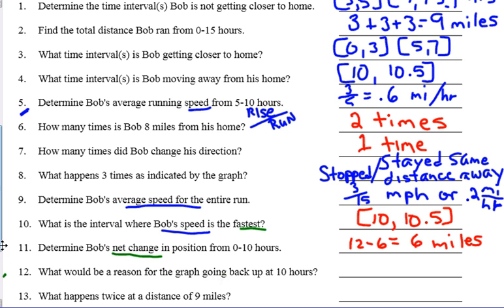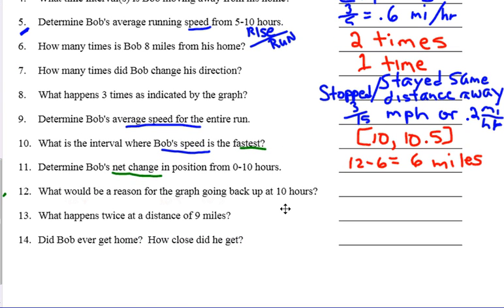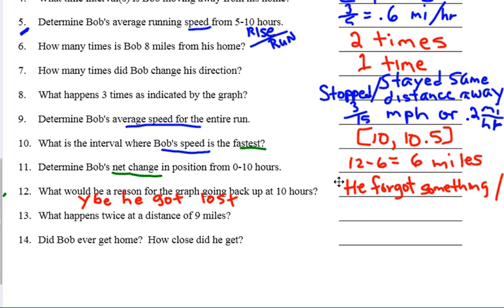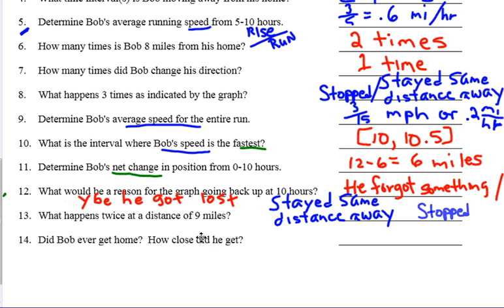What would be a reason for the graph going back up at 10 hours? Well, maybe he forgot something. Maybe he got lost. Maybe he's on a curvy road. It could have been any reason why he would have turned away from home to go back to his friend's house. What happens twice at a distance of 9 miles? He stayed the same distance away, or he stopped at 9 miles. And then, did Bob ever get home? No, the closest he ever got was 6 miles from home. Okay, that's it.